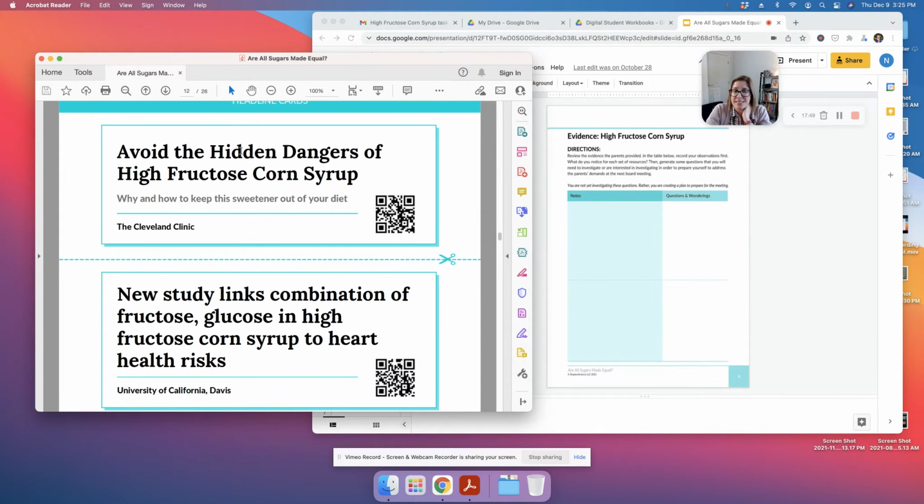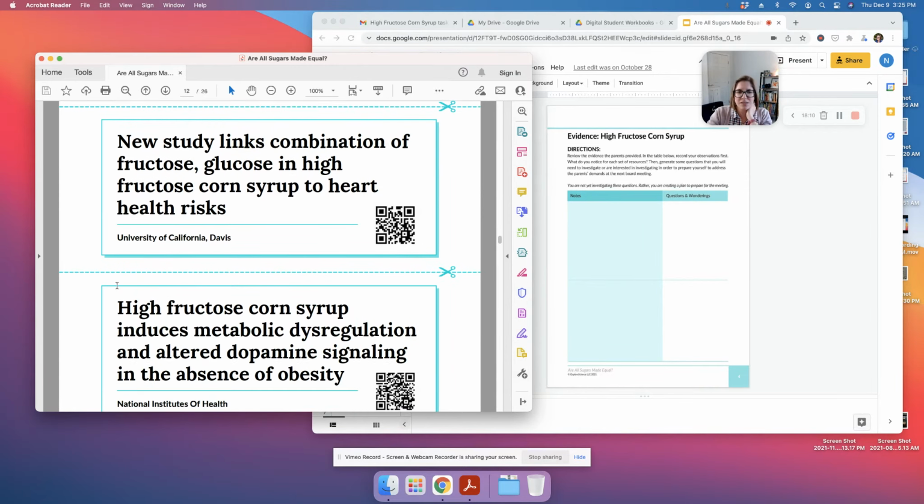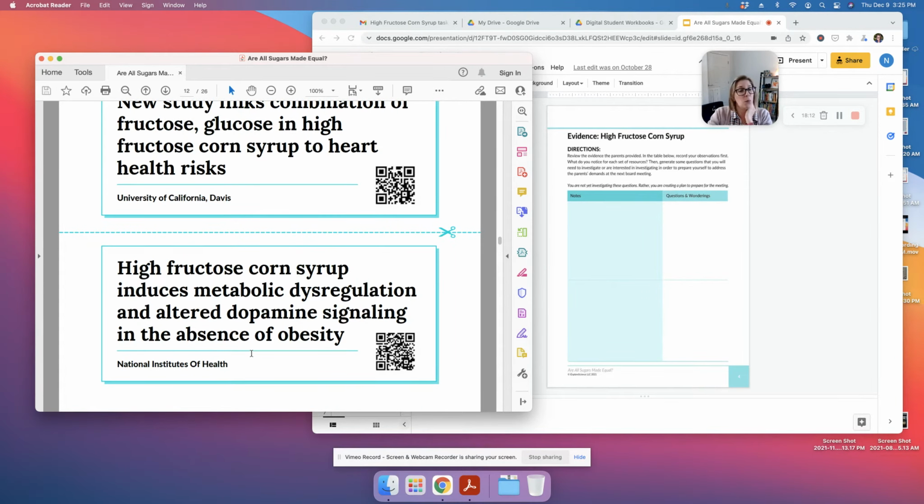So with "avoid the hidden dangers of high fructose corn syrup," you don't need to know what those hidden dangers are right now. You could literally ask, why are they hidden dangers? What are the dangers? How is high fructose corn syrup any different than maple syrup or any other type of sugar? How come they're saying high fructose corn syrup and not all sugars? You know what I mean? They're just asking questions.